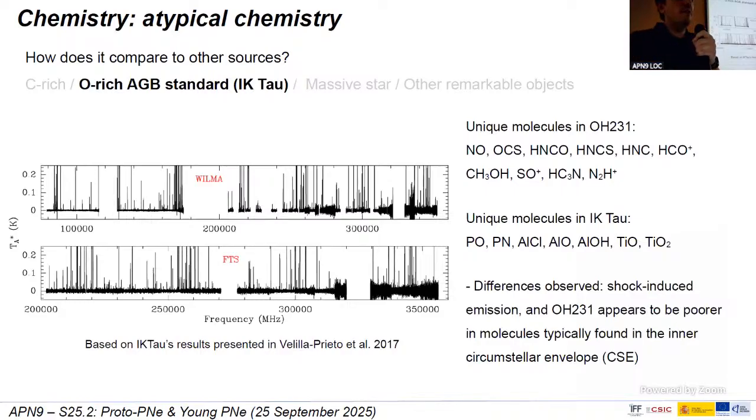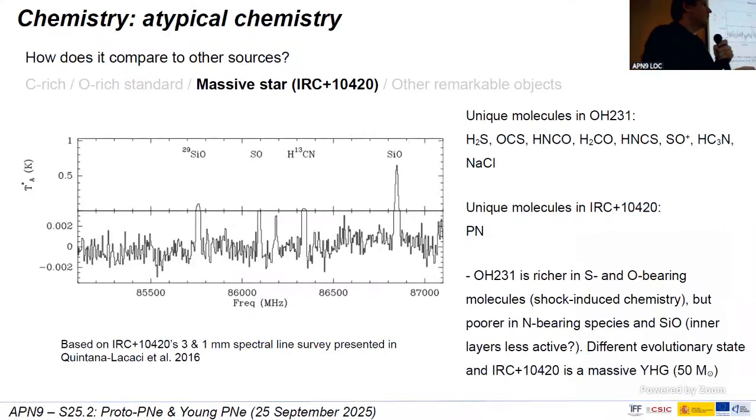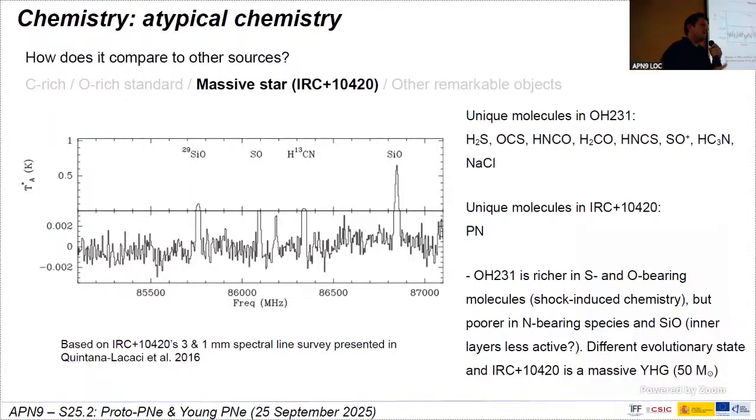When you compare it to a more standard oxygen-rich object like Aikita, where we had a similar 30-meter survey, the difference observed in terms of content is that we observe in OH 231 signs of shock-induced emission. And it seems that OH 231 appears to be poorer in molecules that are typically found in the inner envelope. Compared against a more massive star, Guillermo Quintana-Lacasi's, which is in the Argons, also with a 30-meter partial survey of the source, again we find signs of shock-induced chemistry more active in OH 231.